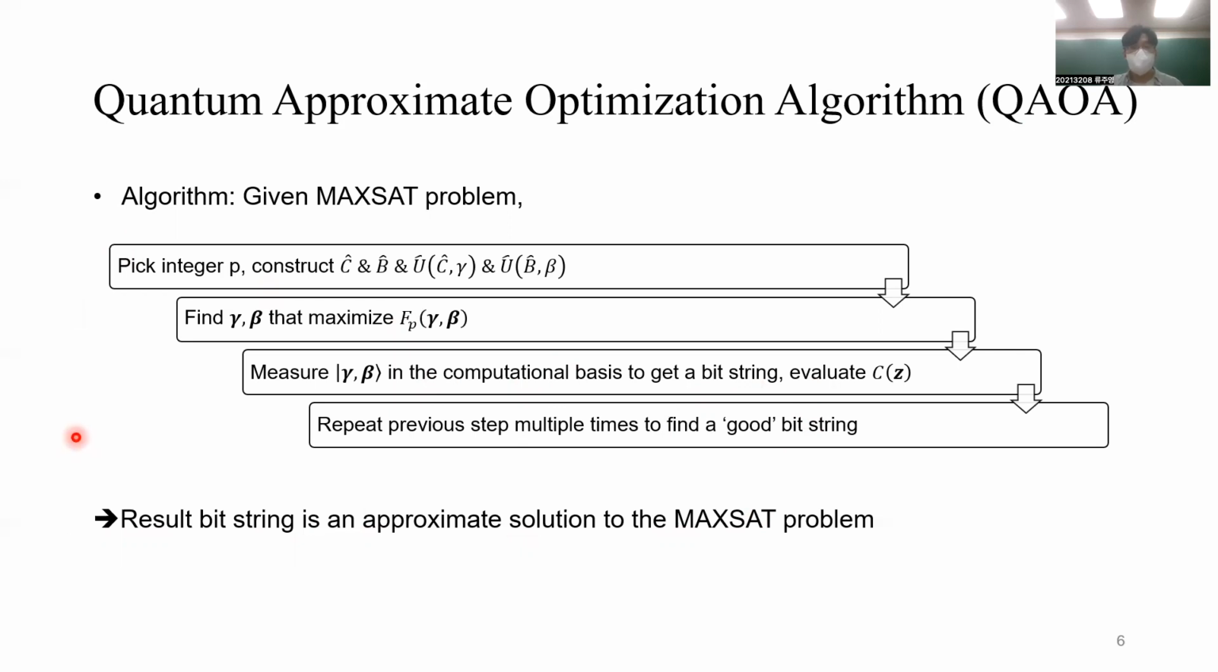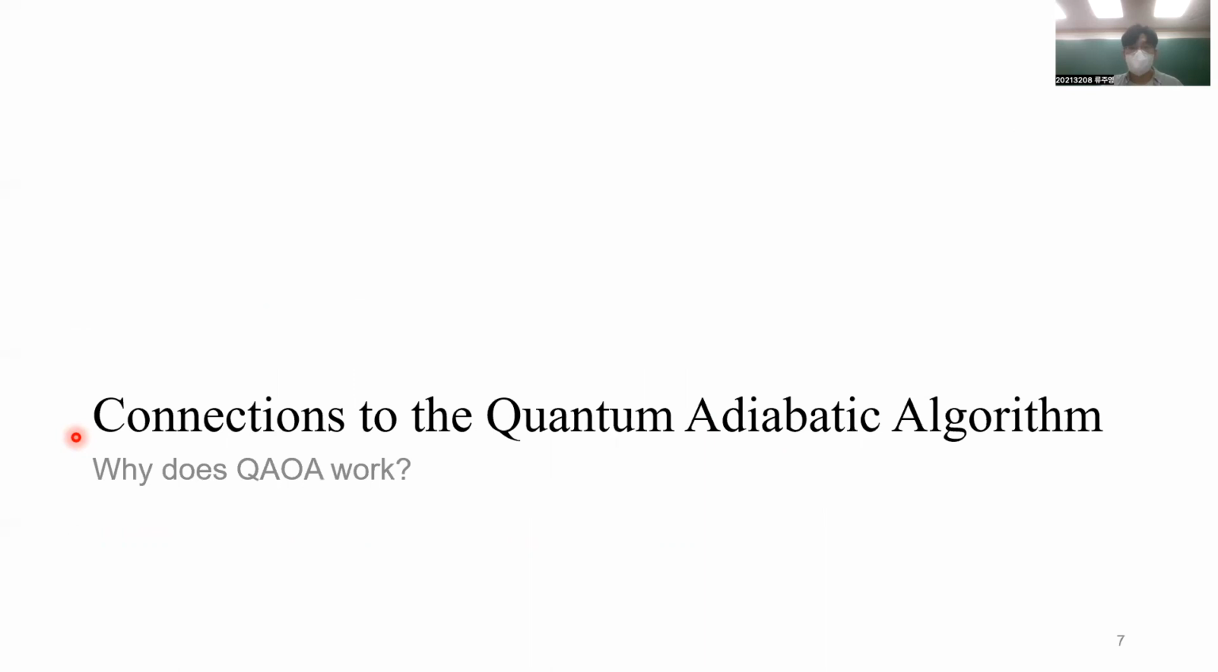And actually, when I first encountered this algorithm, I didn't understand why it worked. Like, I guess you can kind of do this, but why do we have to use the B and C operators? I was very confused about that. So actually, this paper goes into detail about why this works. And I think one of the major points is the connections to the quantum adiabatic algorithm. So this is what I'll be talking about now.